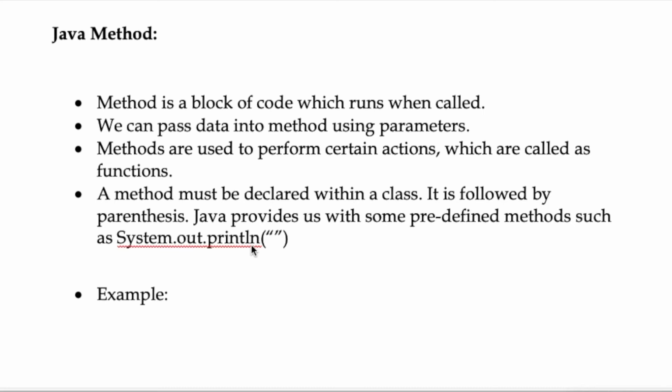A method must be declared within a class. The statement about declaring will be explained in the example below, which will give you perfect clarity. It is followed by parentheses. Java provides us with some predefined methods such as System.out.println. So here's a method. System.out.println is a method which Java already provides us. We may declare our own methods by following this rule.